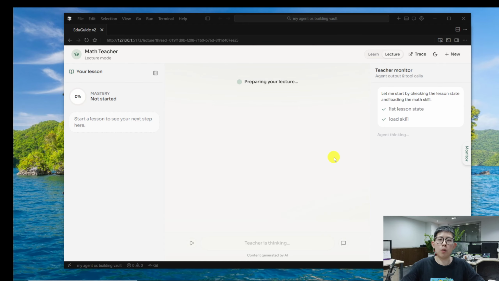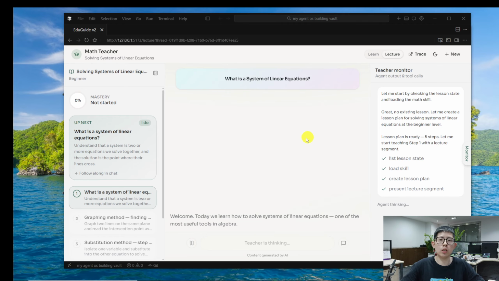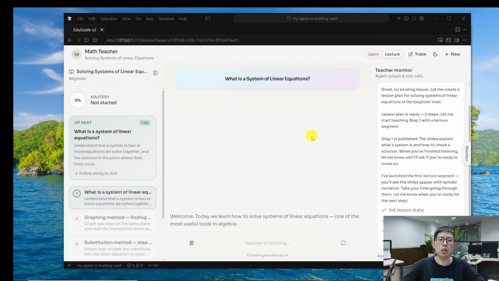And it's going to take my request and give me a lesson plan. As you can see on the left side, it's going to create its presentation for its lecture in the middle. Now it's using the voice tools that I gave it to speak, the TTS, which stands for text-to-speech. Now it's starting lecturing.